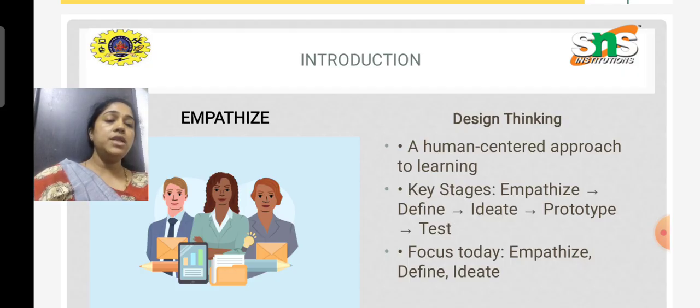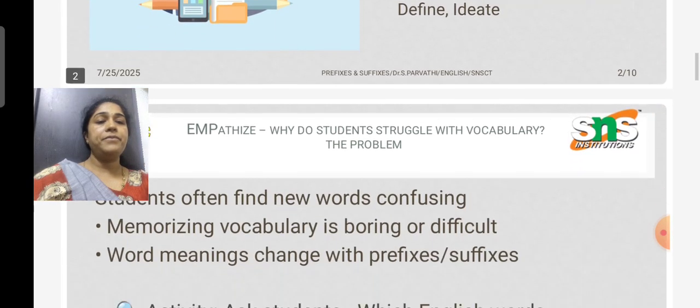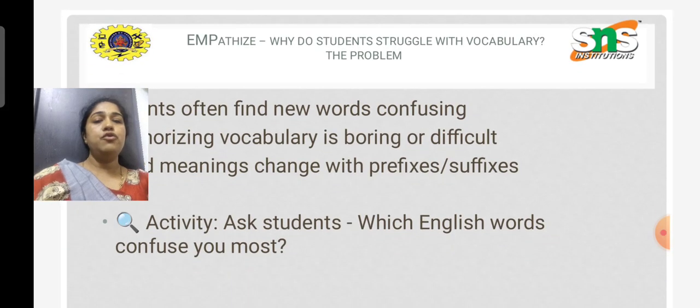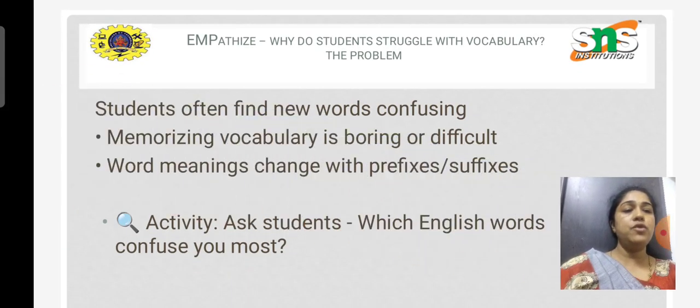What are the key stages? They are empathize, define, ideate, prototype, and test. Today I am going to focus on the empathize, define, and ideate parts. First, you should understand what design thinking is. Look at this: empathize.